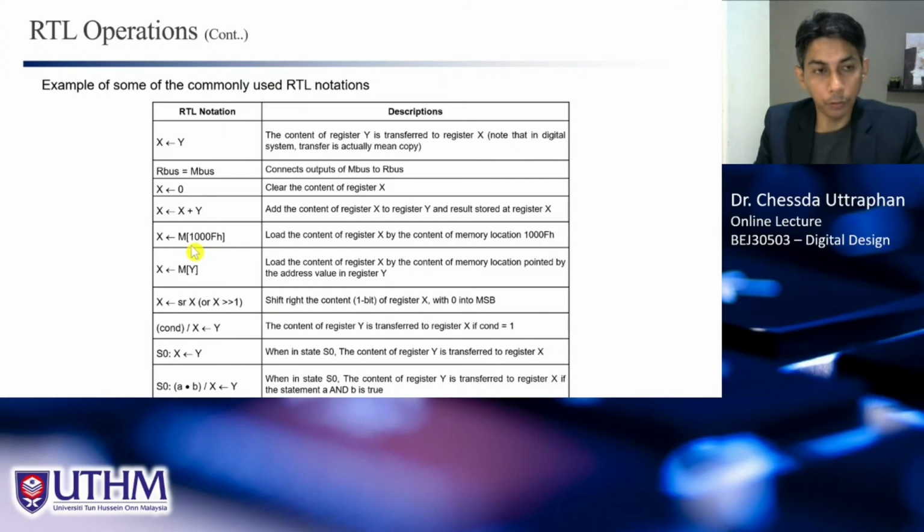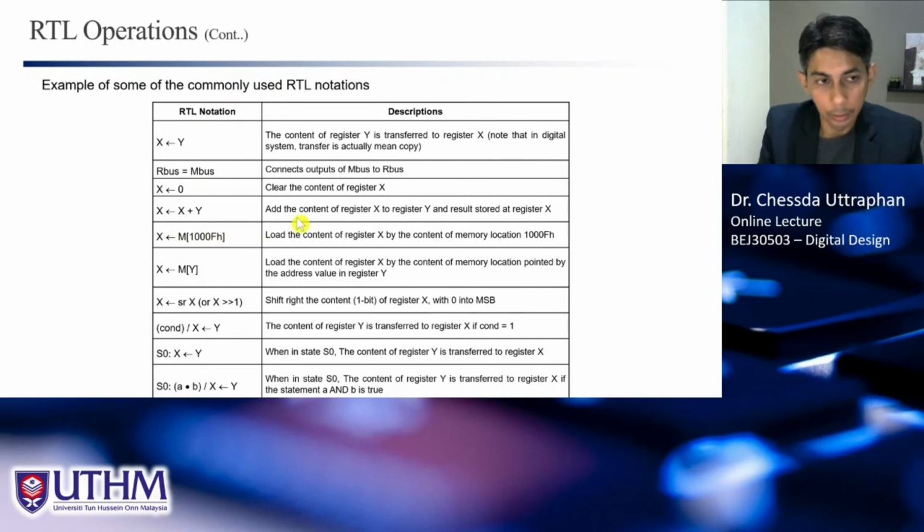So in chapter 4, we have learned already how to create the memory circuit in Verilog. So this is the notation to read the content of the memory location or memory address 100F into the content of register X.